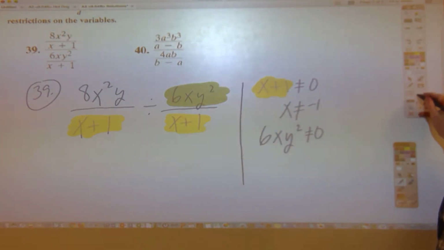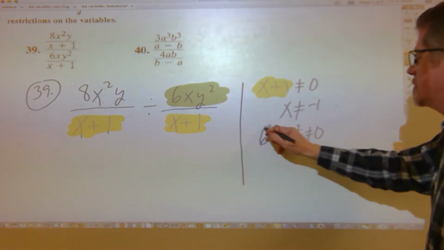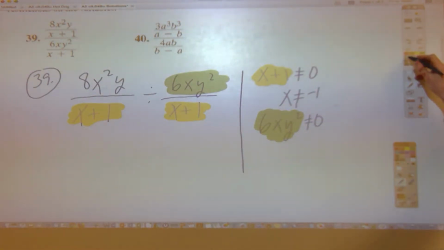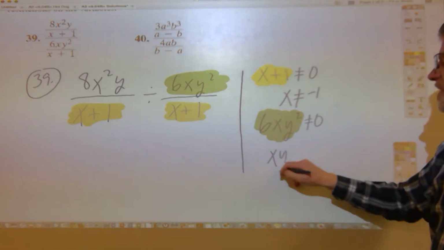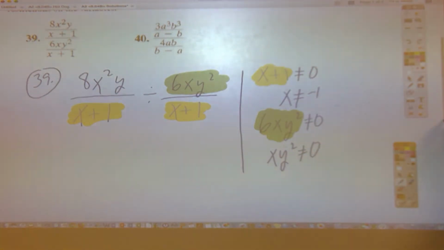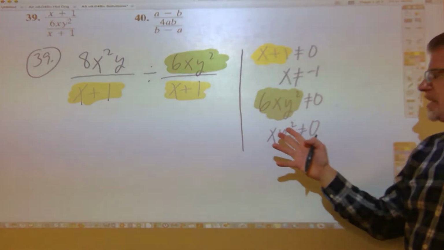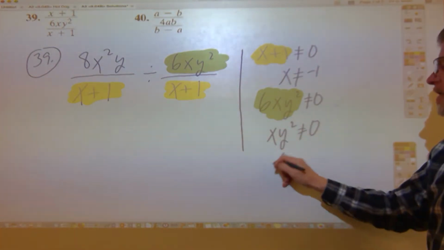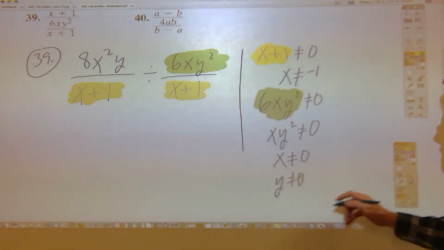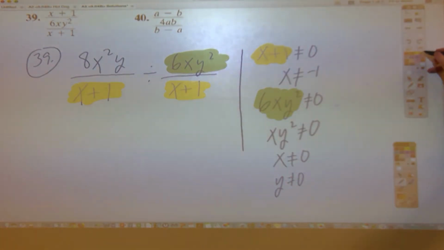Let's try that again. We're going to highlight just this piece in green and solve for, well, what should we solve for? If you divide both sides by 6, you just get xy squared cannot equal 0. And what does that mean? Well, the zero product property would say that x cannot equal 0 and y cannot equal 0. So there's really three restrictions.